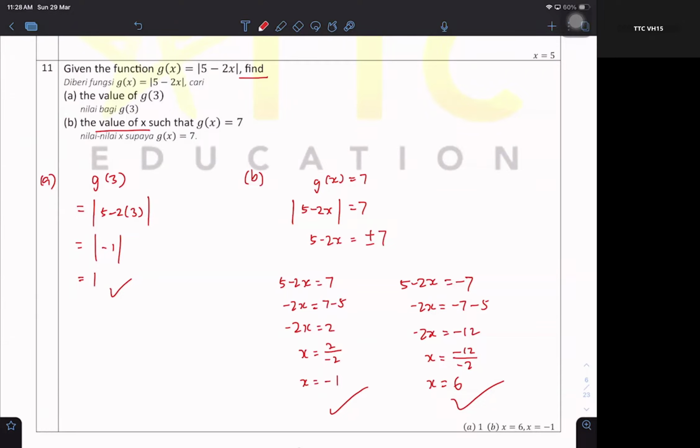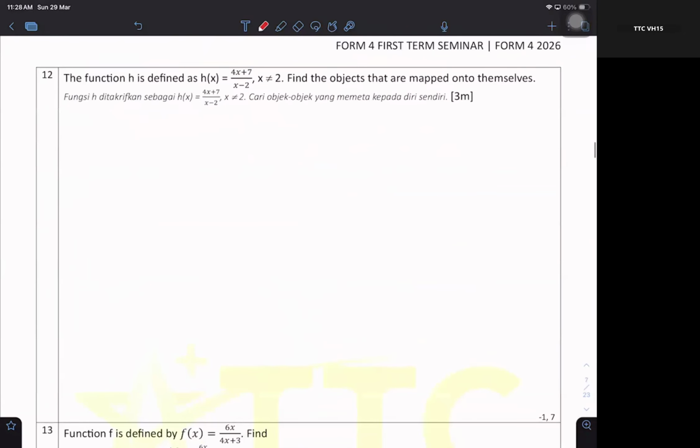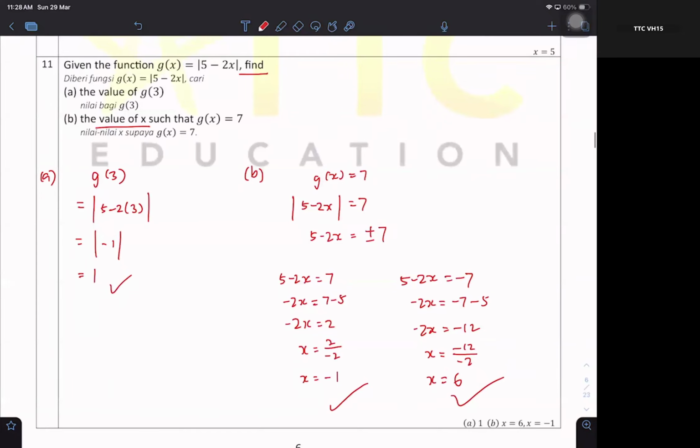Okay, continue. Oh, nice, nice. Continue.